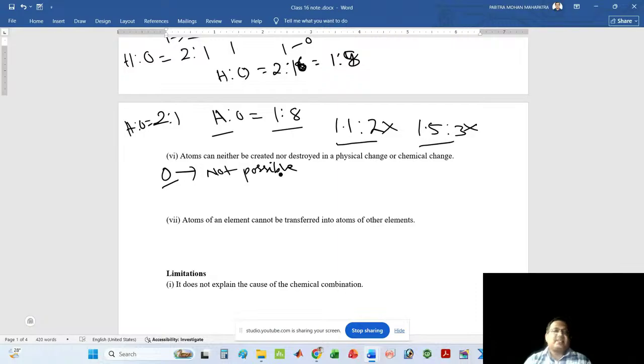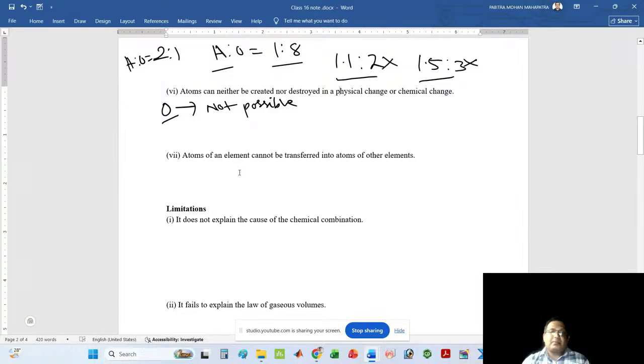Next, you cannot create an atom by using any constituent particles. You cannot form an atom in either a physical change or a chemical change. By using a chemical reaction, you cannot form an atom, and by using a physical change, you also cannot form an atom. So as per Dalton's atomic theory, atoms can neither be created nor destroyed in a physical or chemical change.